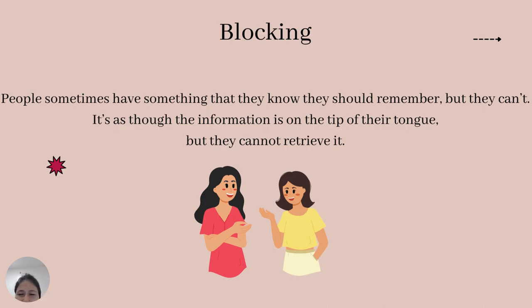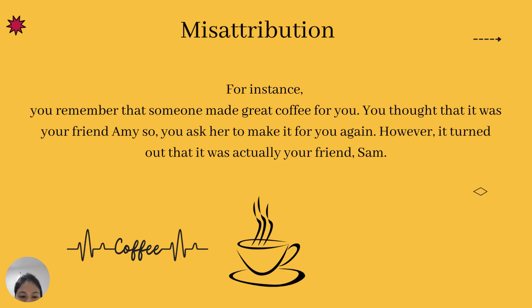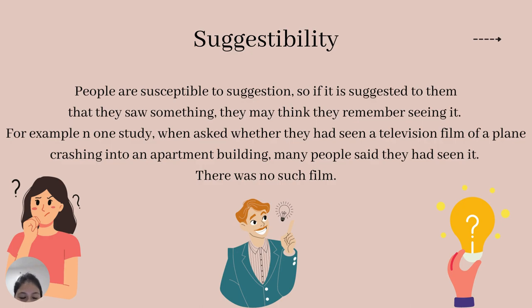Sometimes you can't say it, but it's on the tip of your tongue. That is blocking. Then misattribution, for instance, you remember that someone, for example Joey, made you coffee, and the next day you say, Kim, the coffee you made yesterday was delicious, but it wasn't Kim, it was Joey. That is an example of misattribution. Then suggestibility: people are susceptible to suggestion. If it is suggested to them that they saw something, they may think that they remember seeing it, even if it was not there.